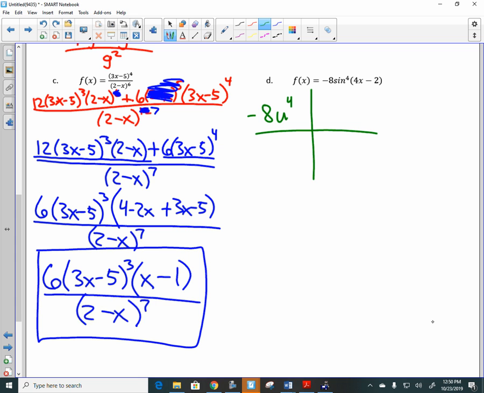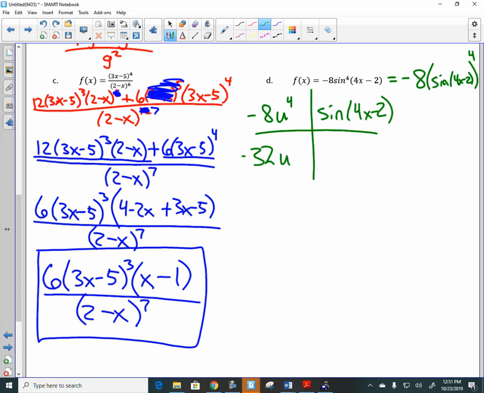So if you got that, good for you. What's on the inside? Sine of 4x minus 2. Folks, if it would help you, you could rewrite it as -8 times the quantity sine of 4x minus 2, all raised to the 4th power. That could be another way in which you would write it, and then maybe you see the -8u to the 4th. That makes more sense? Good. Glad to help you there. Derivative of -8u to the 4th.